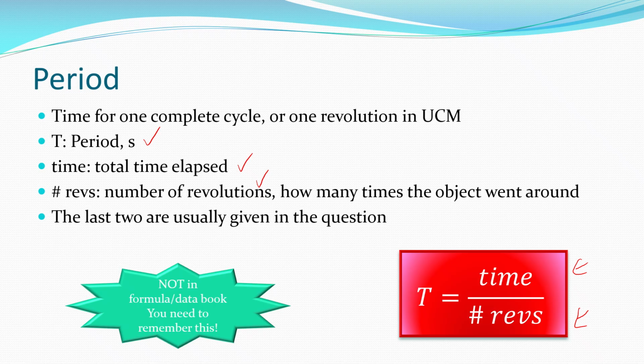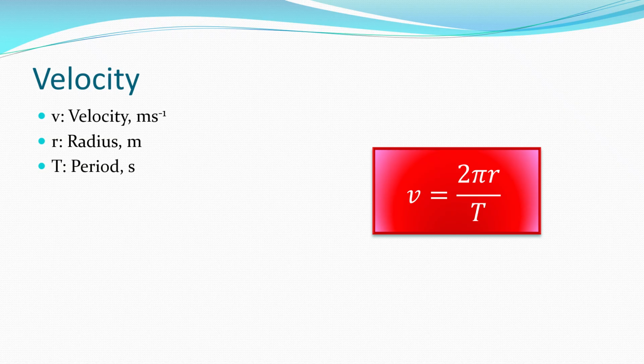I warn you, this is not in the formula book that we use, that data book there, so you need to remember this one. Total time elapsed divided by the number of revolutions, that's the period or the time for one cycle or one revolution in this process. We need that because we need it in calculation of velocity, so centripetal velocity.